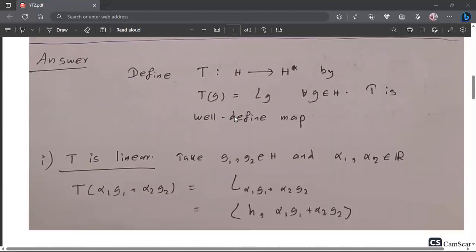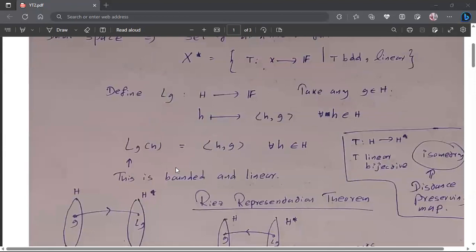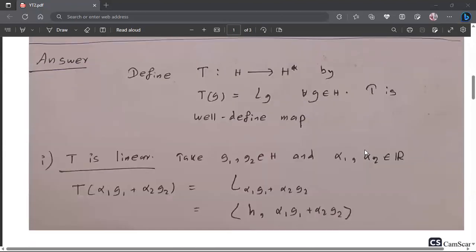Okay, so the answer is here. First of all, we define a function from H to H star, which means we define an operator, or rather a function T, from the Hilbert space to its dual space, which has this form. T of g is equal to L_g. L_g means these functions. So this is clearly a well-defined map.